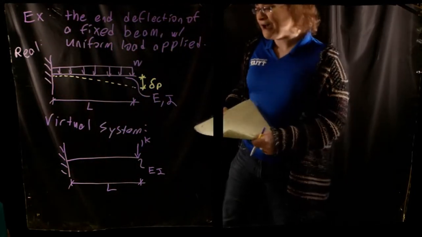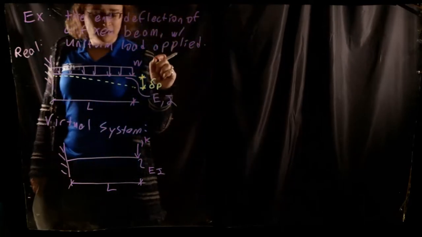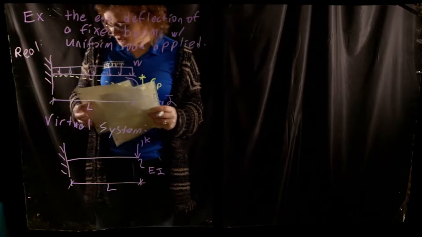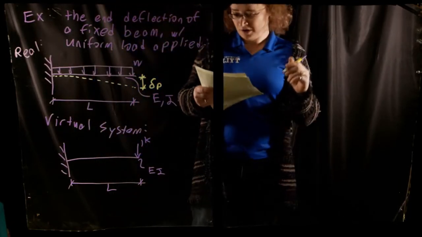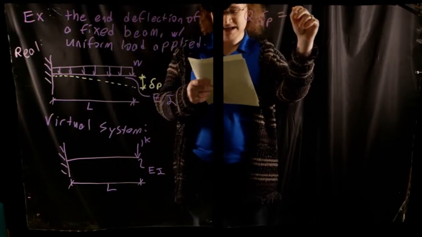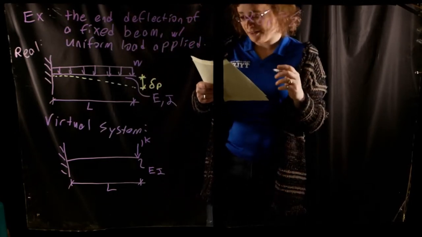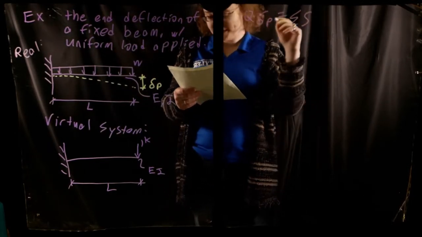Now what we need to do is find, if you recall from our formula, which I'll go ahead and rewrite down here, Q delta P equals the summation, and the summation is used if you have multiple elements that are being deformed at once, for example in a framework.